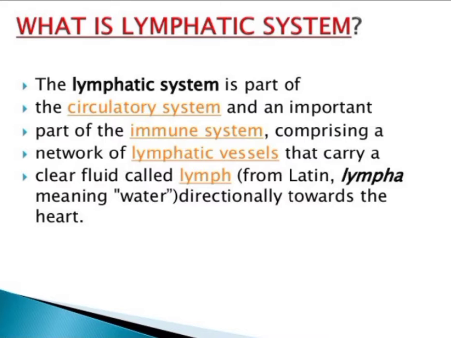What is the lymphatic system? The lymphatic system is a part of the circulatory system and a part of the immune system, comprising a network of lymphatic vessels that carry a clear fluid known as lymph directionally towards the heart. Lymph comes from the Latin word lympha, which means water.